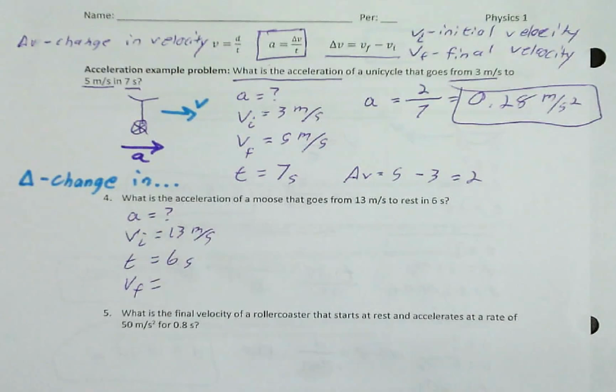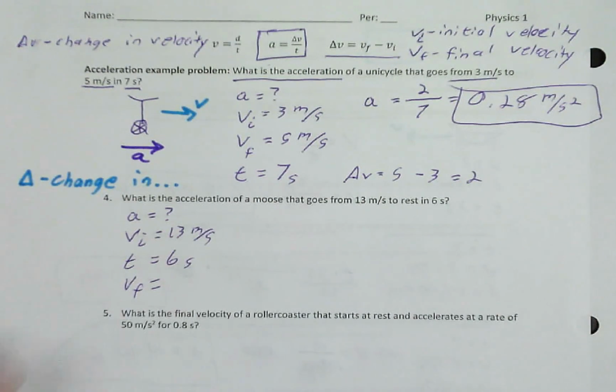Because I can't not know A and VF. I have to know one of them. I have to know A or I have to know VF. I can't not know both. So, what is the V final? So the question is, how fast is he going at the end? And it's in here, it's just not obvious.